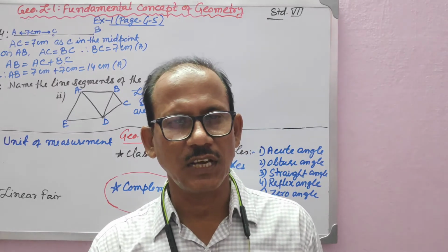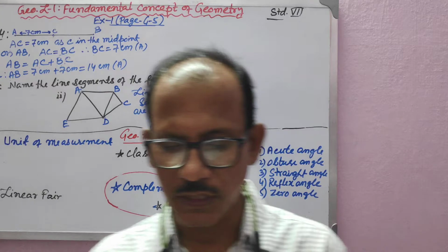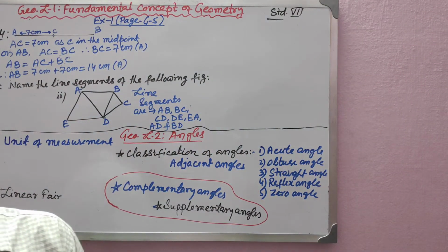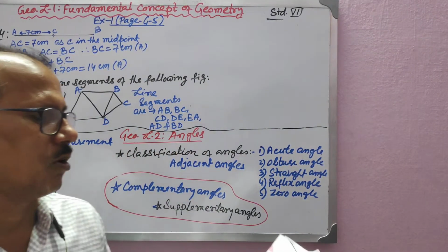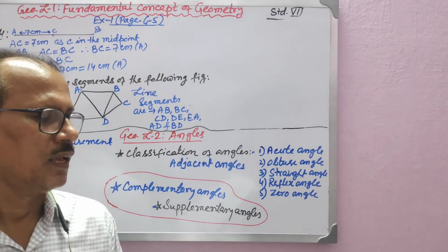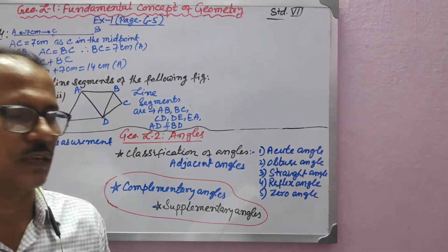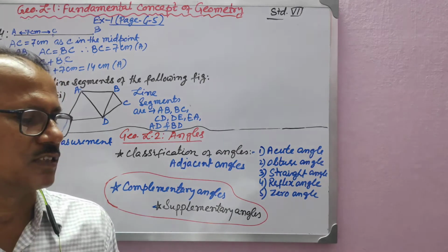The exercise after the first lesson is very simple. In the first exercise of geometry, two questions are given to you, objective type, one is fill in the blanks. The things are very easy. Question number 1, fill in the blanks: an infinite number of lines can be passed through a given point will be the answer. You know that from a point infinite number of lines can be drawn.